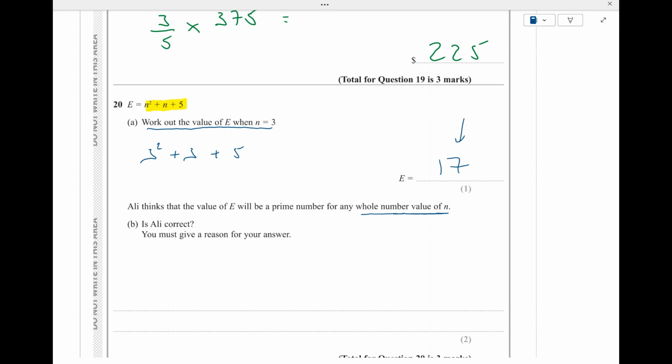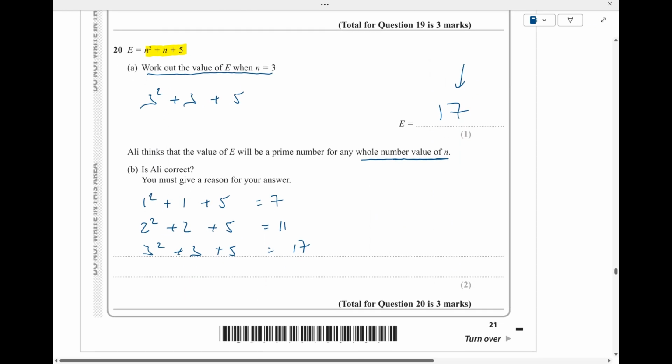Let's try n is 1. 1 squared plus 1 plus 5 would be 7. That's a prime. 2 squared plus 2 plus 5, put that in my calculator, I get 11. That's a prime. I've already done 3 squared plus 3 plus 5 is 17. That's a prime. Should we try 4?